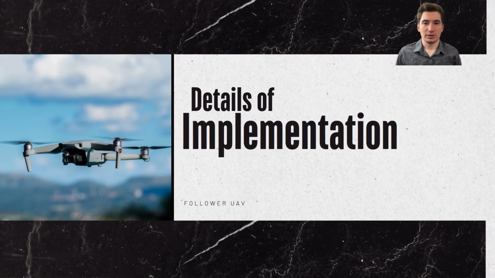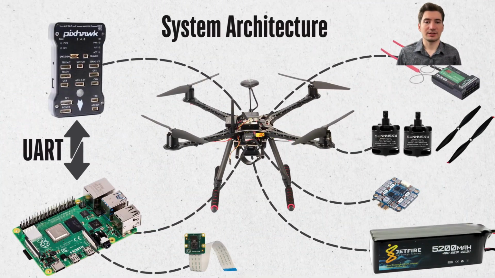Details of implementation. Here is the overall system architecture of our project. Our system consists of a Raspberry Pi 4 and a Pixhawk flight controller. A camera is connected to the Pi via CSI interface, and the Pi communicates with Pixhawk over UART. The Raspberry Pi handles real-time image processing while Pixhawk executes the flight commands.